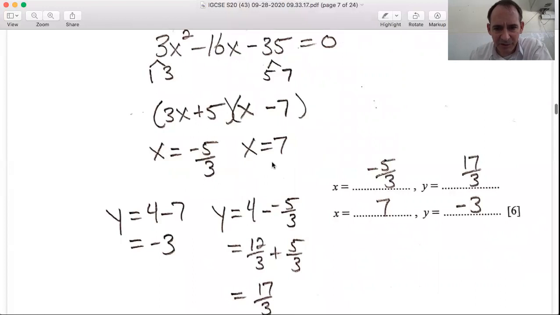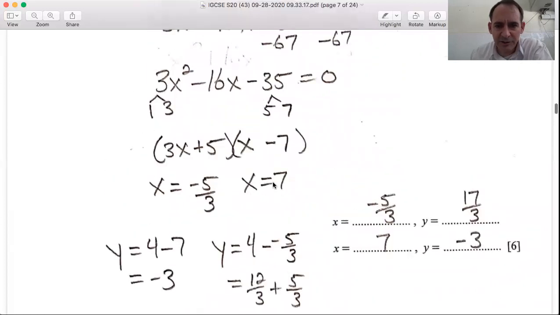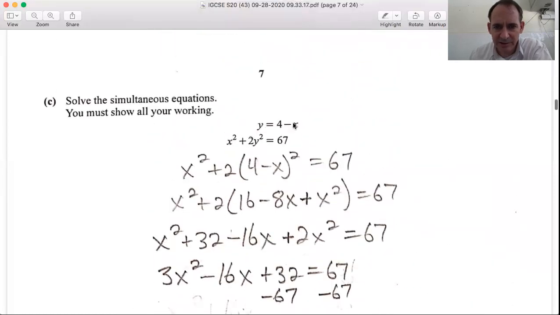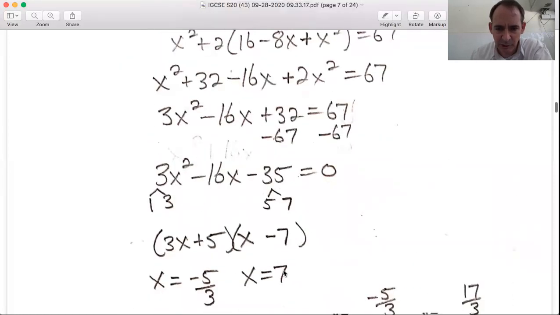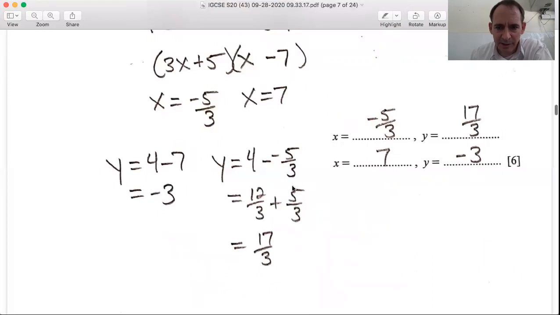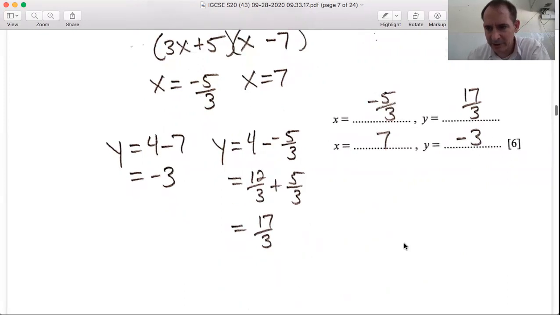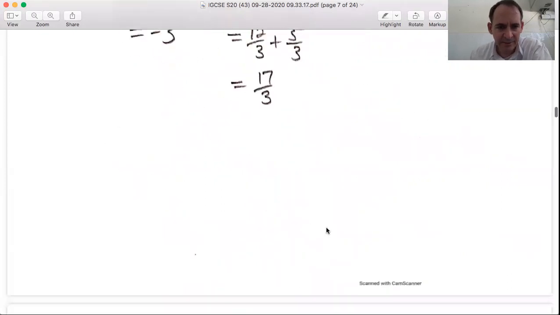So our two answers for x are negative 5/3 and 7. Plug those into either equation. Of course, the y equals 4 minus x is the more simple equation. Plug those in there, solve those for y. So for the 7, you get a corresponding y of negative 3. For the negative 5/3, you get a corresponding y value of 17/3.